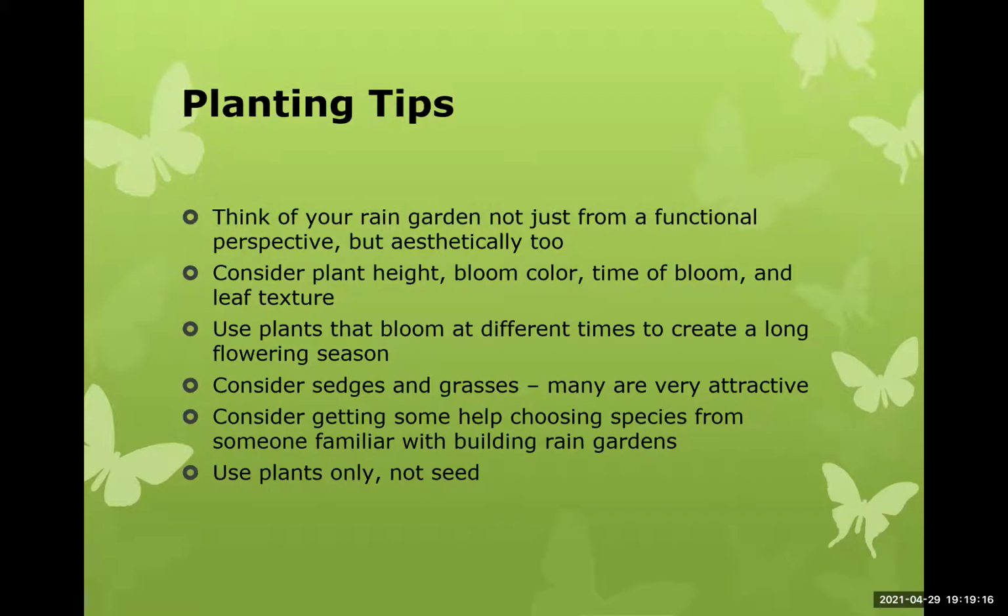So some tips is, rain gardens are a functional thing, but they should be beautiful as well. So think about your planting plans. Consider plant height, bloom color, time of bloom, and leaf texture. Use plants that bloom at different times so you have a long flowering season. Use sedges and grasses. Many are attractive, and now we're actually doing matrix plantings where half of what we put in a rain garden is a sedge for that ground layer. And then you may need some help choosing species from someone familiar with building rain gardens, and don't use seed because the seed's going to float all over the place, and you're going to have really dense plants at one end and maybe nothing at the other end.